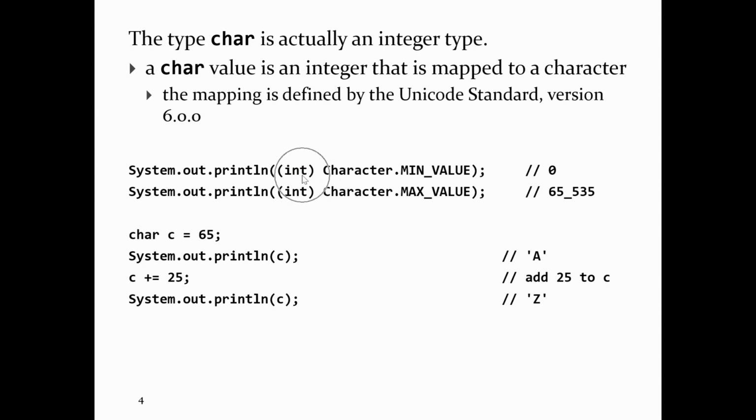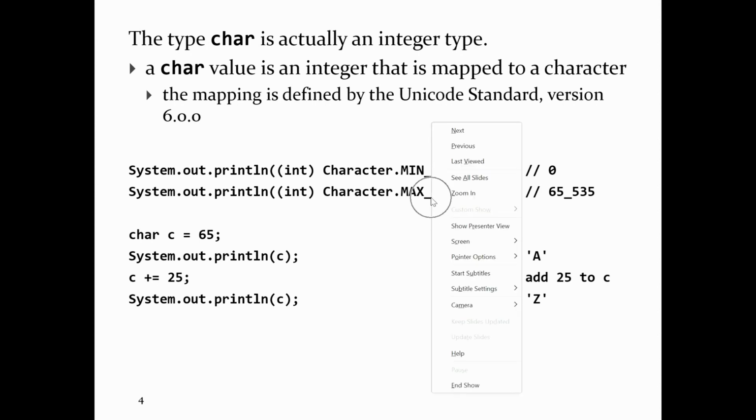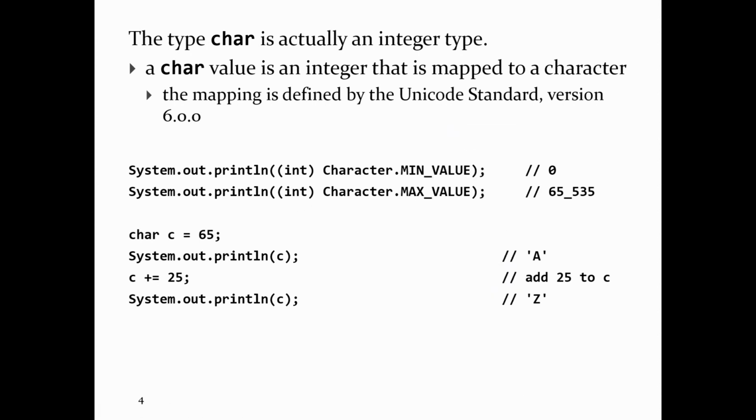I'm going to try to convert that char value to an int value. That's what the cast does. It tries to convert that value to that type. If you do that, that will in fact print a 0. If you do the same thing here, I take this integer value, which is actually a char, and cast it to an int, then that will actually print out 65535.